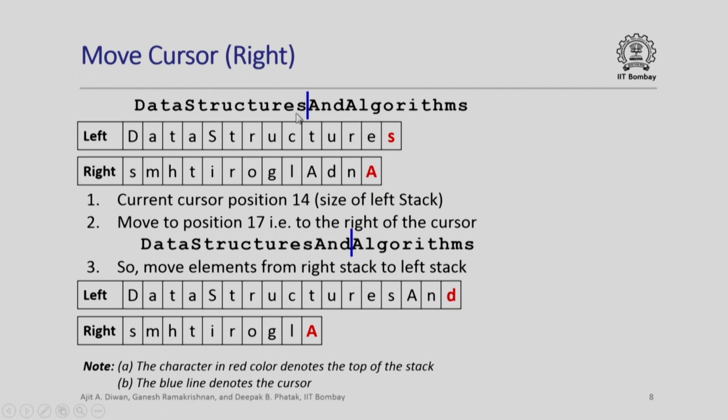Suppose I want to move the cursor right, when the cursor is at this position. Suppose I want to move it to position 17. All that I need to do is, currently I am at 14. So, 15, 16 and 17, three characters have to move from the right stack to the left stack. So, move the position, that means move elements from the right stack to the left stack, and my stacks will look like this now.